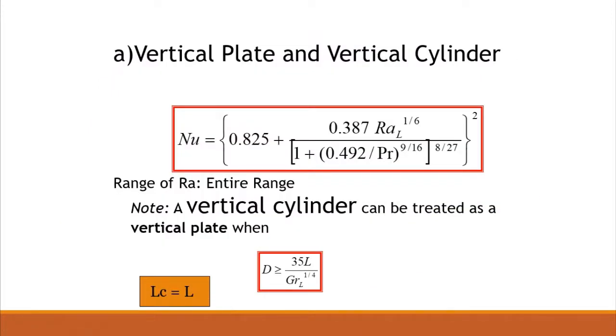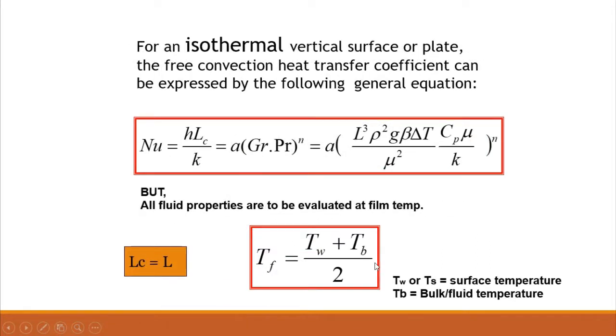So convection force on heat can be applied to many situations. The first is for vertical plate and vertical cylinder. This is how we can find the Nusselt number, using this equation, and the range of the Ra is the entire range. We can take note this as it is a vertical plate or cylinder, we can assume that its Lc is equal to L, which is the length of the plate.